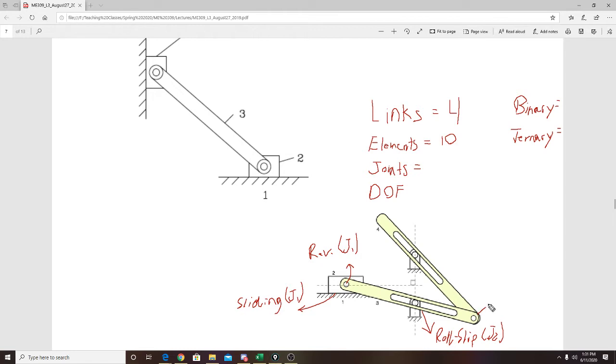And then right here, another revolute joint, right? So this is rev J1. And then over here, same as the other one, we have a roll slip again. Another J2. So if you take all those and add them together, you should get 5 total joints. 3 J1 and 2 J2s.